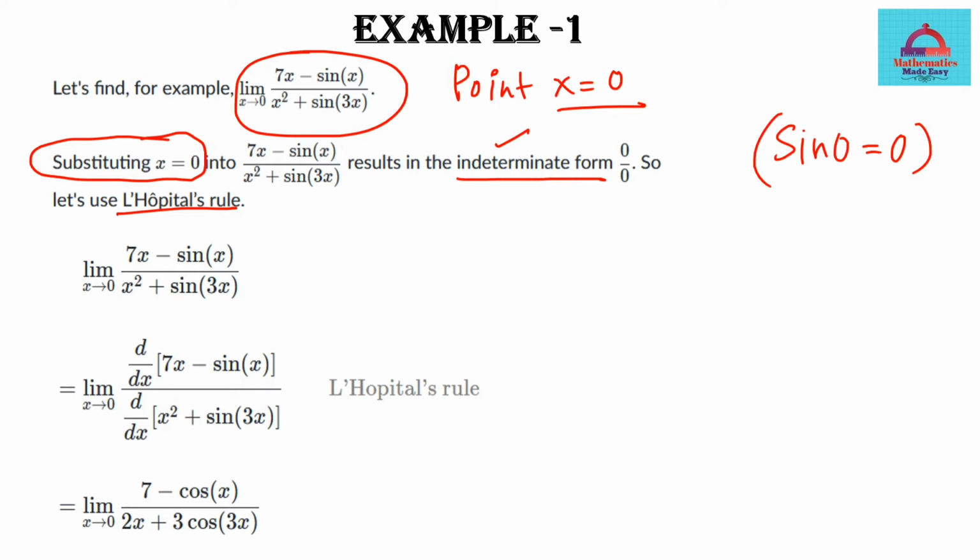So let's differentiate the numerator 7x minus sin x. So this is what you will get when you apply L'Hospital's rule, and for the denominator you will have d by dx of x square plus sin 3x. Now here you can simply use your rules of differentiation. When you differentiate 7x, you will be left with 7. When you differentiate the trigonometric function sin x, you will get cos x. And when you differentiate x square, it's just the power rule, 2x, and when you differentiate sin 3x, chain rule, 3 cos 3x. So this is what you get when you differentiate.